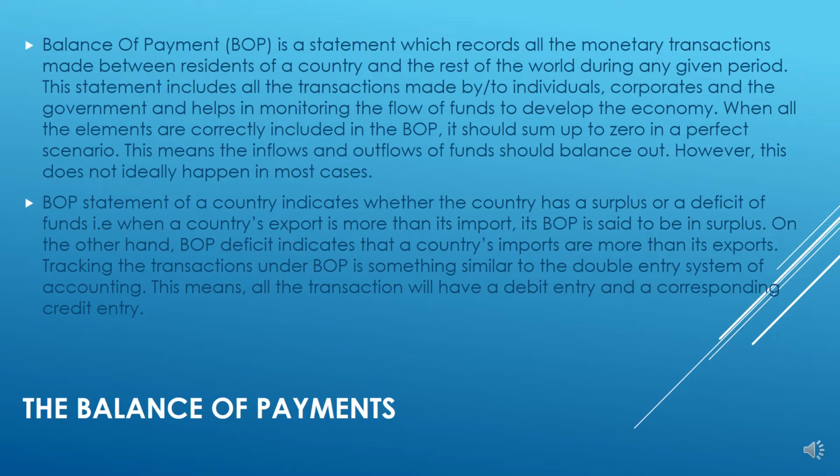The balance of payments statement of a country indicates whether the country has a surplus or a deficit of funds. As I have already told you, when a country's exports are more than its imports, its balance of payments is said to be in surplus. On the other hand, a balance of payments deficit indicates that a country's imports are more than its exports. Tracking the transactions under balance of payments is similar to the double entry system of accounting. This means all the transactions will have a debit entry and a corresponding credit entry.